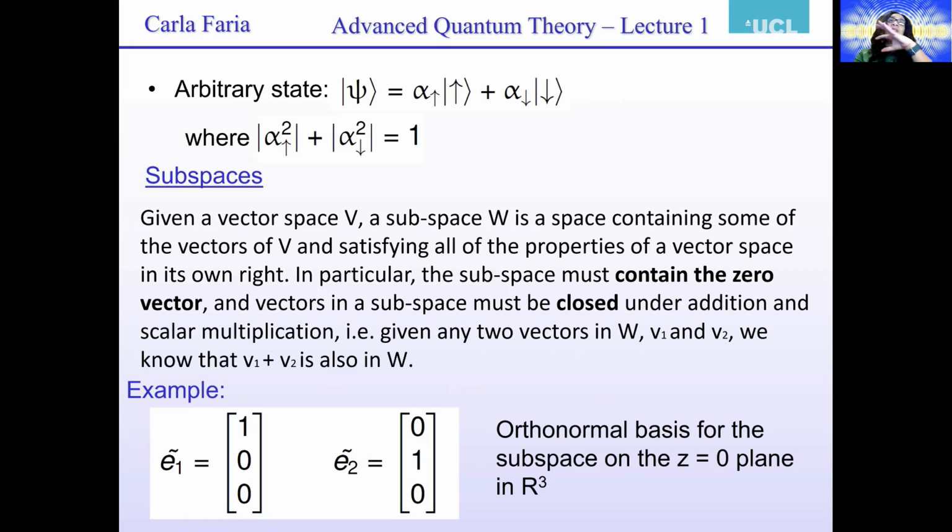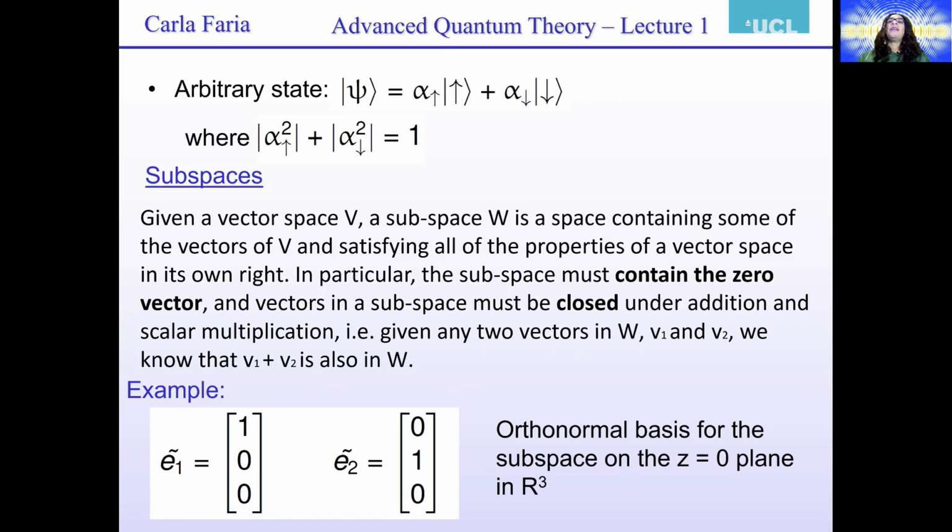If you have a vector space V, a subspace is going to be a set containing some of the vectors of V, but it has to satisfy all the properties of a vector space in its own right. So in particular, the space has to have the zero vector, and also vectors in a subspace have to be closed under addition and scalar multiplication.